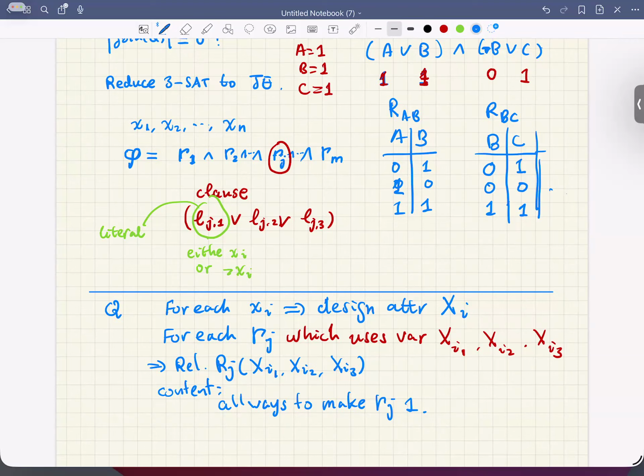Clearly, since we have 1, 1, 1, we make all clauses true. If you look at every projection, by how we constructed the first table, 1, 1 will have to appear in this table AB, and the same for BC. So therefore, you can see one direction holds, and the other direction follows the same.